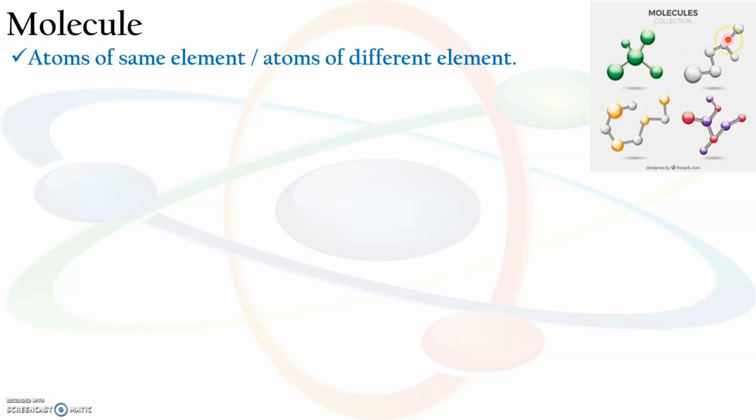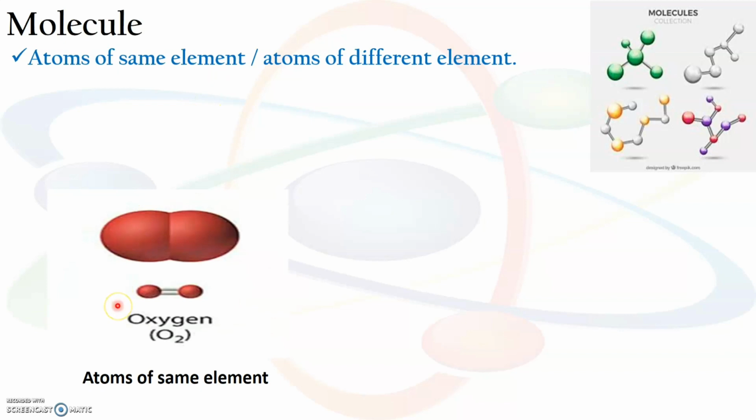Now in this picture, the same colored balls, like how you see here in the first case, represent atoms of the same element. And different colored balls, like how you see here in the second case, represent atoms of different elements. Now let us see an example of a molecule that is formed by the combination of atoms of the same element. That is the example of the oxygen molecule.